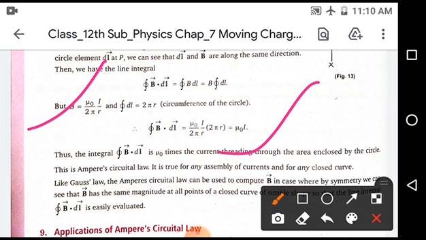So this is the statement: the line integral of the magnetic field around the wire will be equal to mu naught times the total current threading through the wire.